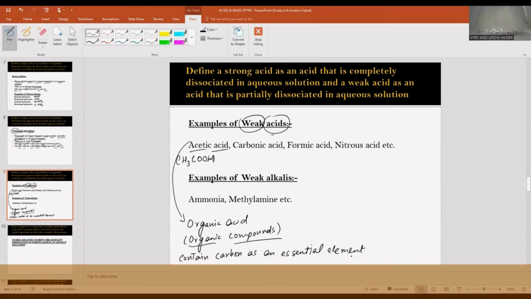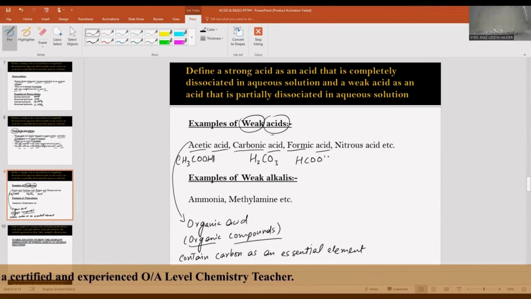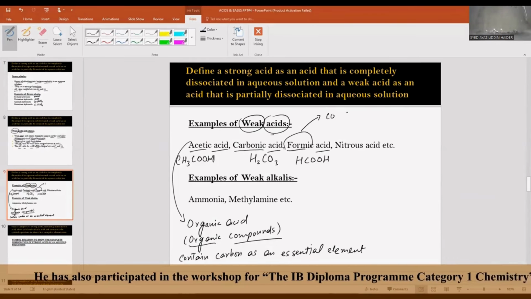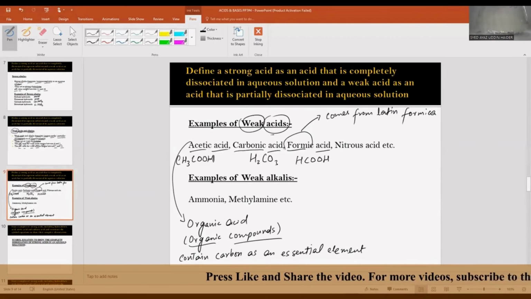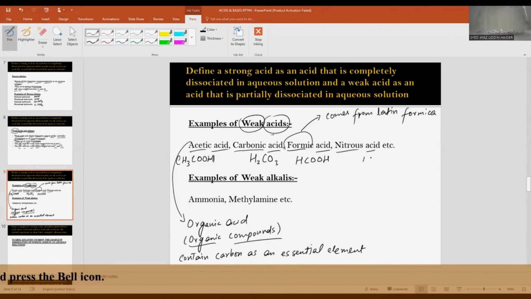Now, this acid is very familiar to you, carbonic acid. You have this acid in soft drinks. When carbon dioxide reacts with water, it produces this acid. So the formula will be H2CO3. Formic acid, formula is HCOOH. The word formic comes from the Latin word formica, which means ants. The bite of ants contains this acid. Nitrous acid is HNO2.